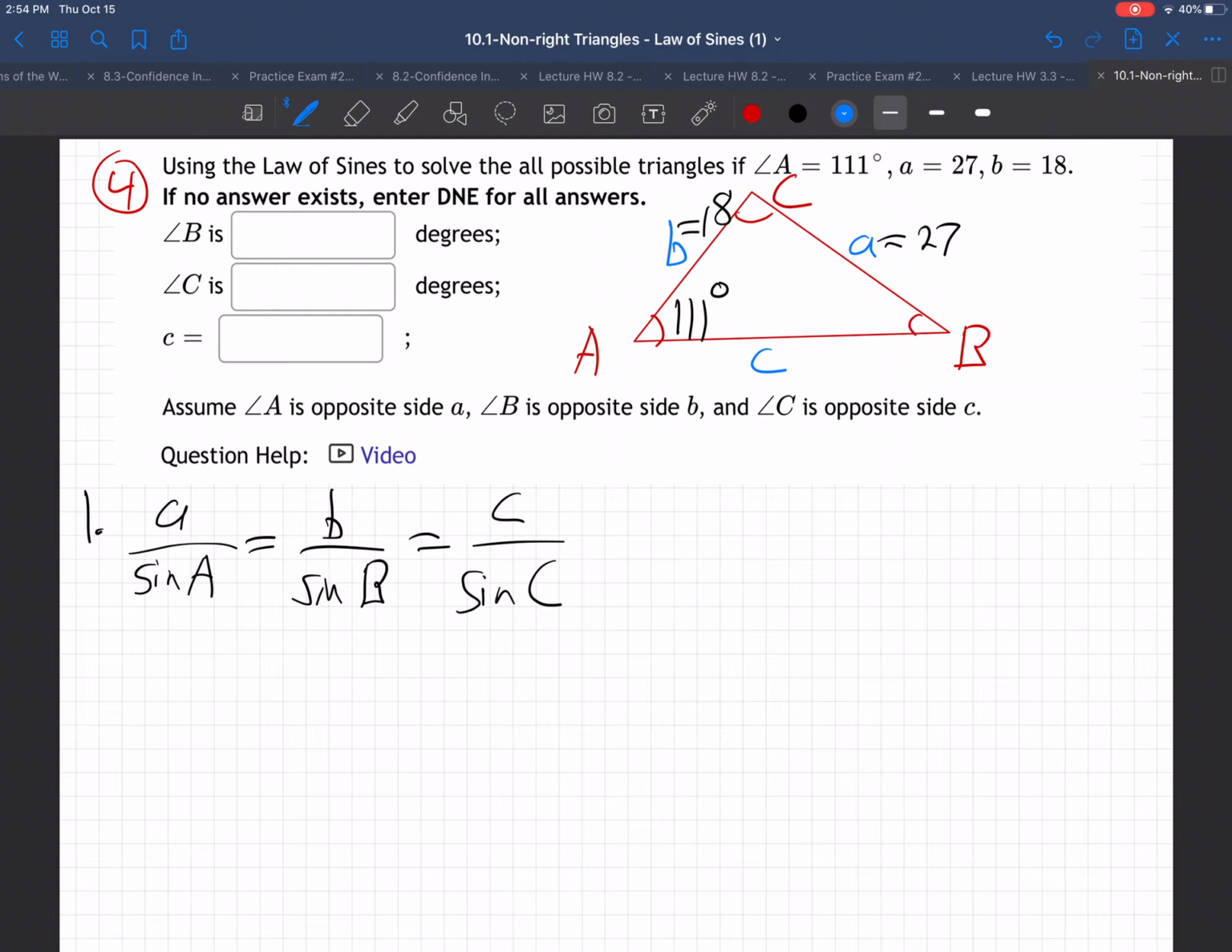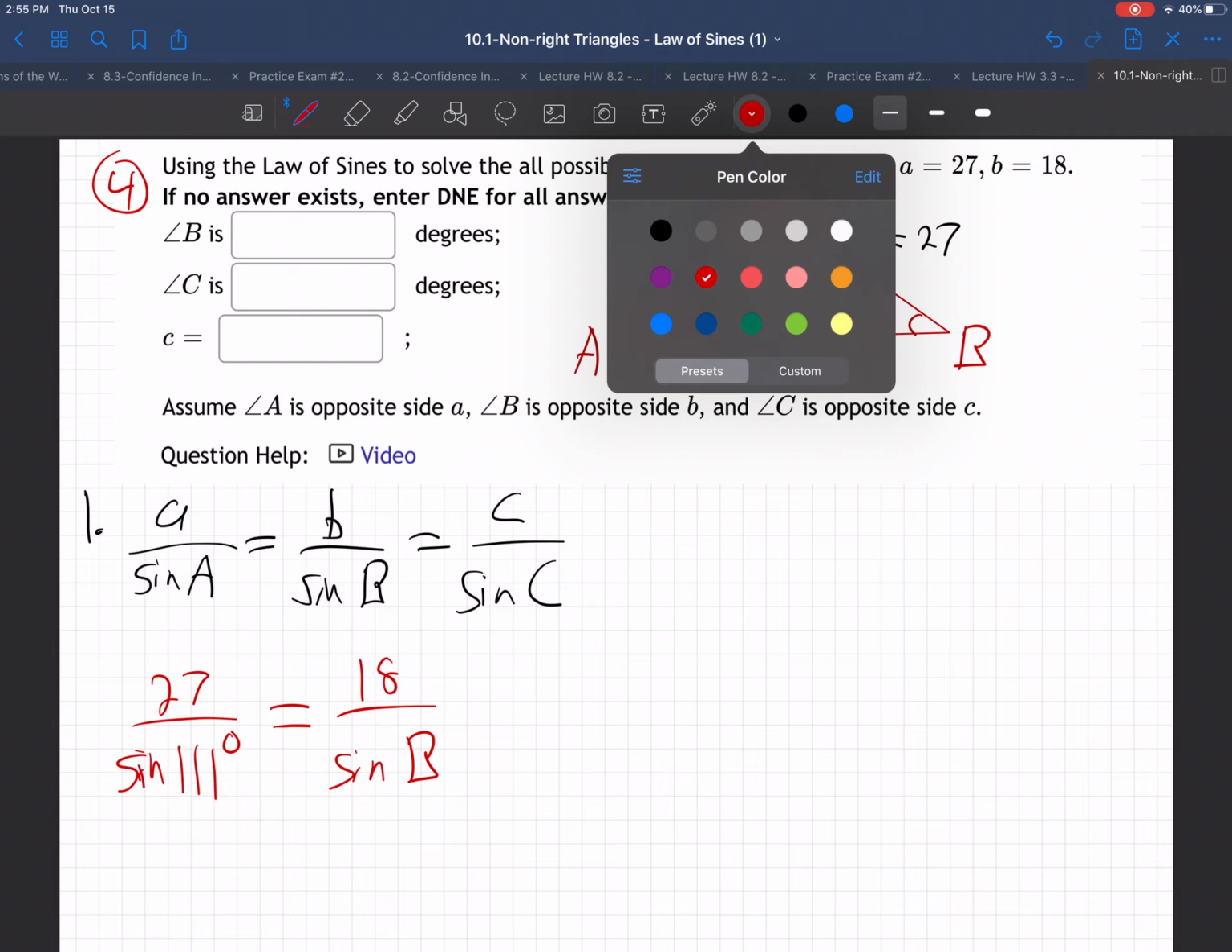So I'm just going to use 2 at a time to do this. Which 2? Well, which pair do I already have? I have A with A, right? I don't have B with B. I'm missing this. I don't have C with C. I don't have either one of those. But I have A with A completely. So for sure I want to use the A with the A. So I'll use little a, which is 27 over sine of capital A, which is 111 degrees, equals. Now you can start with B or C, it doesn't really matter. I'll do the little b. The little b is 18, right, over the sine of capital B.